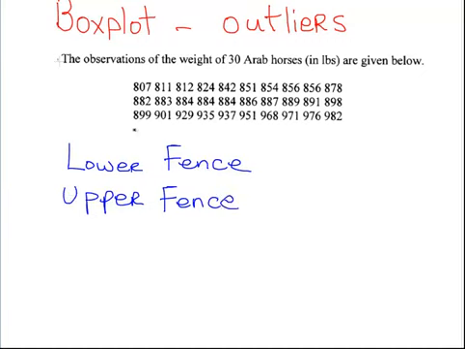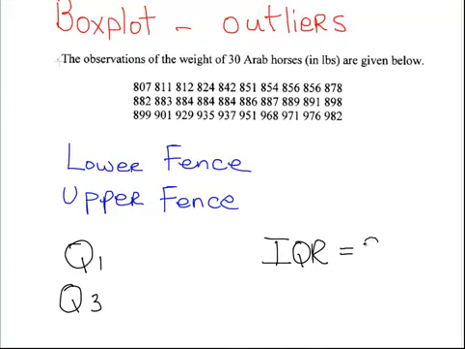So the key things we need are, first off, the Q1, the lower quartile, Q3, the upper quartile, and finally the interquartile range, which I'll just write up here, IQR. That is Q3 minus Q1.